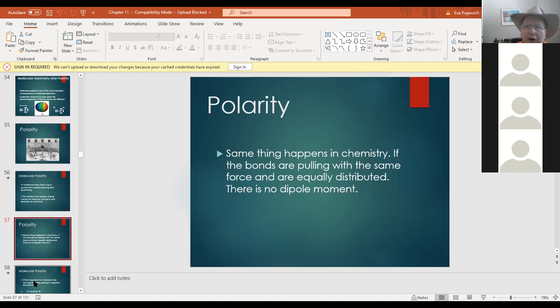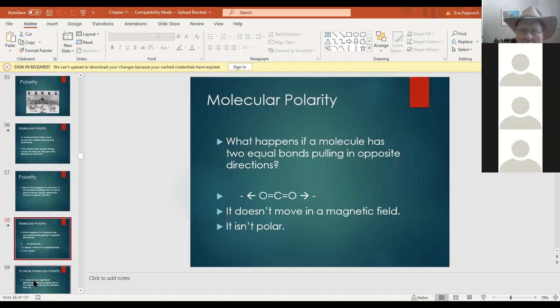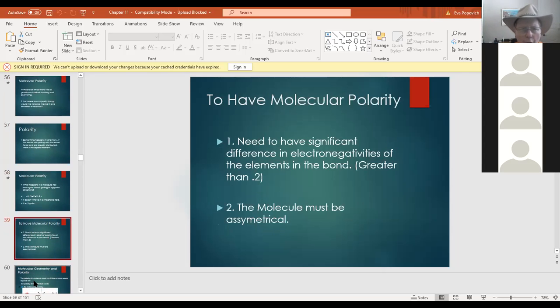So you got to look at, does it have polar bonds? Is it symmetrical? If I have carbon dioxide, linear molecule, they're pulling with equal and opposite force. Because it's equal and opposite, this doesn't move in a magnetic field. It is non-polar. So you need to have bond polarity and you need to have asymmetry.